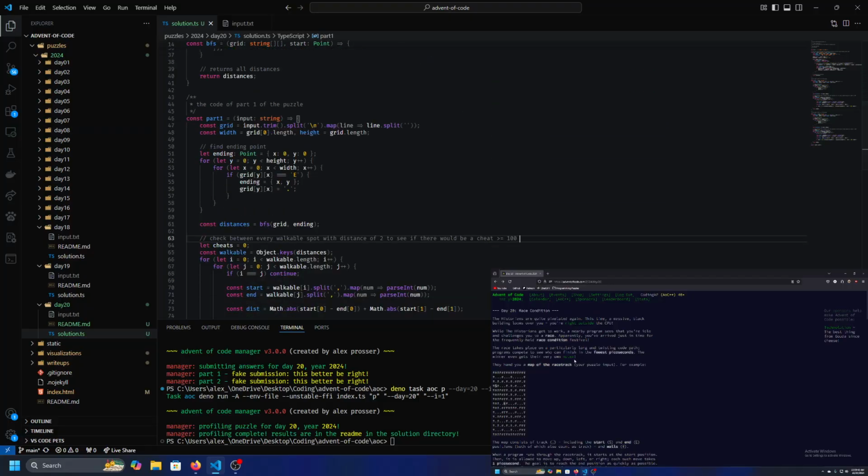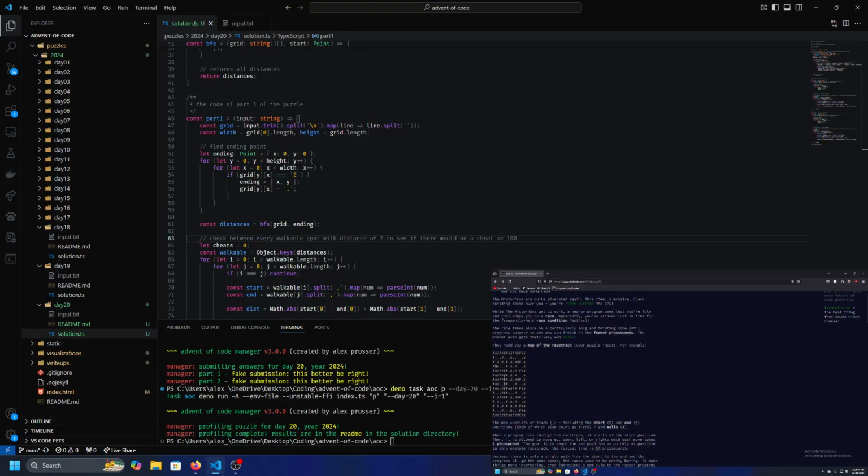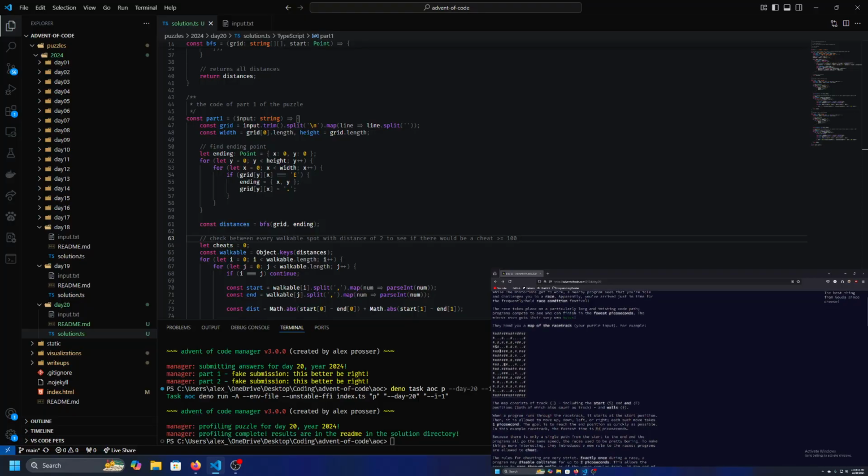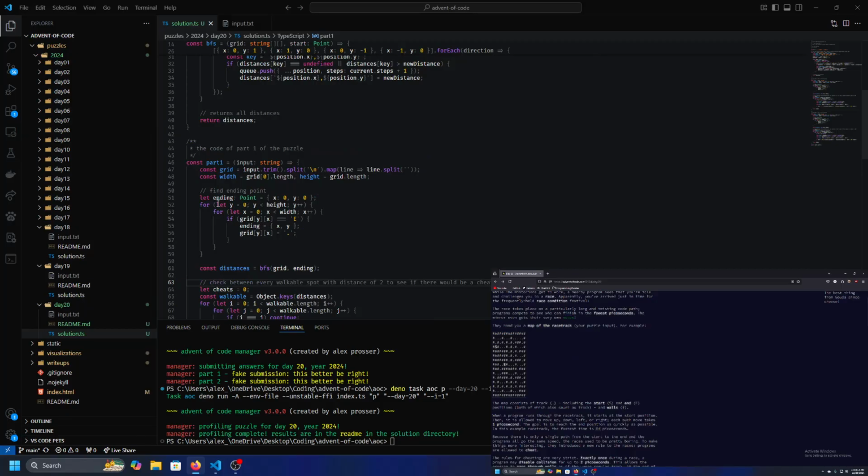So for today's puzzle, we need to find the number of cheats we can do if we can skip some amount of walls or some amount of steps. For example, here, given this grid, and given that we can only skip 2 steps, which essentially says that we can go from here to here, we can skip this to this step, which saves us 6 spots. And so what I did is I calculated all the distances from the ending.